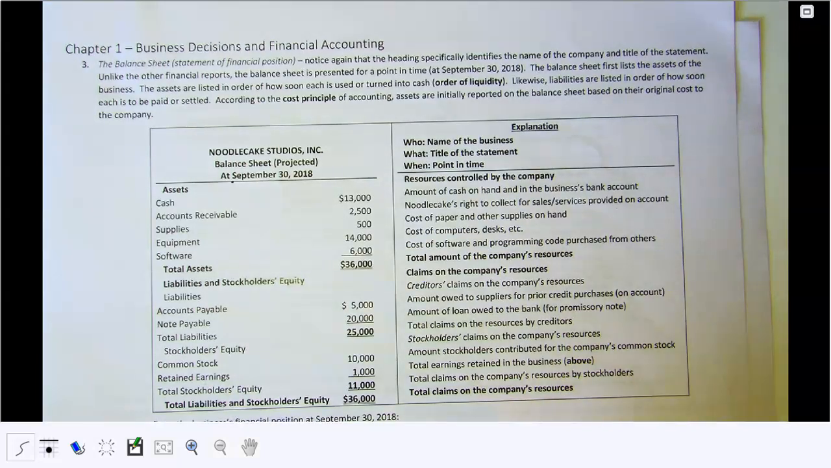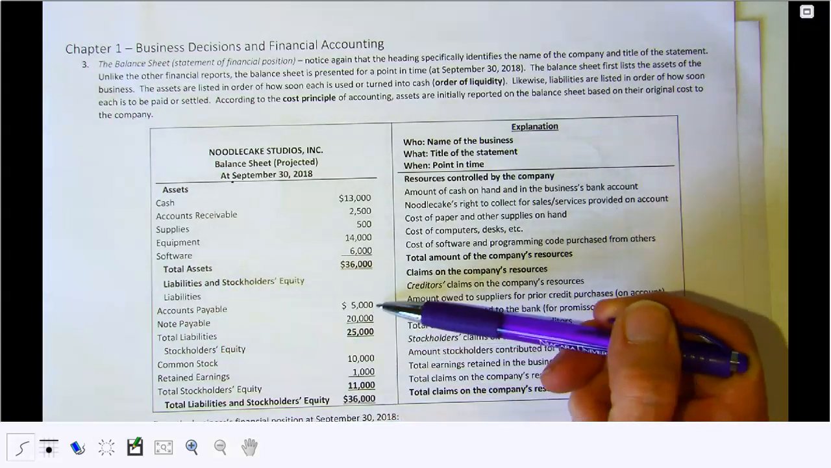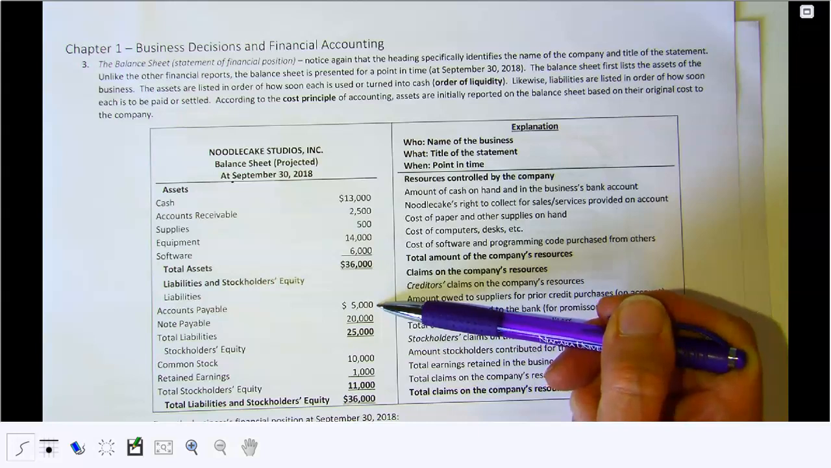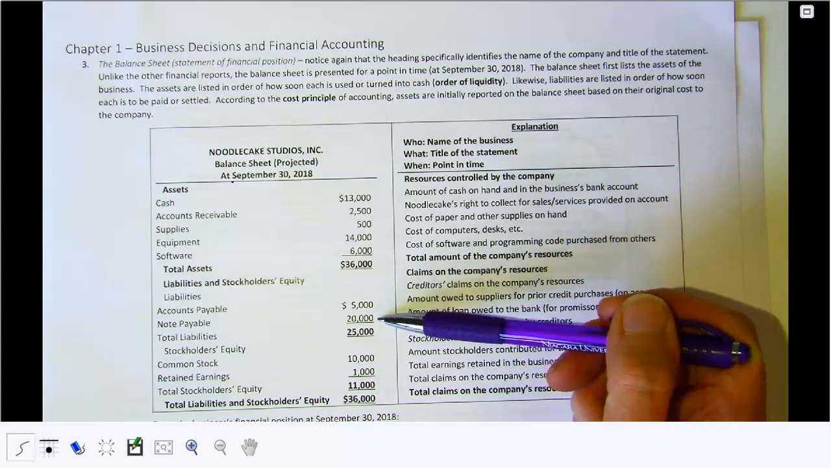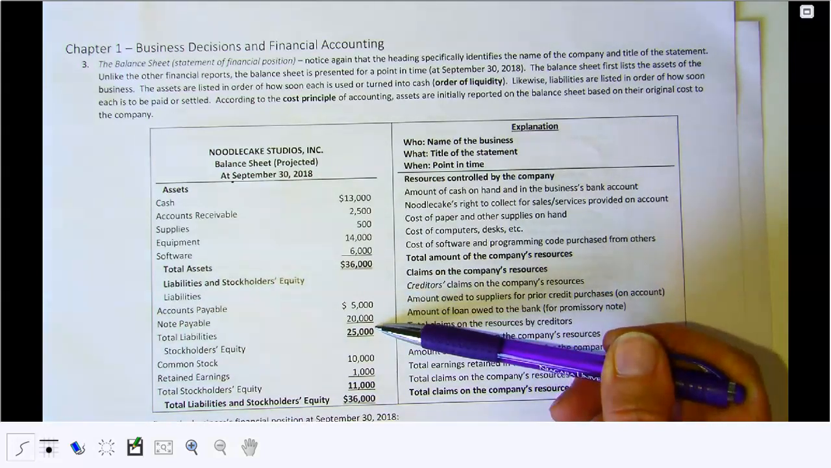Next, we list the liabilities and stockholders' equity. For the liabilities, we list them in the order they'll be paid. In accounts payable, which means purchases on credit, we usually have to pay those within a month, so we list those first. And then notes payable. These are written promises to pay. And usually we have to pay those farther into the future. So we're going to total those two liabilities. We only have two debts.